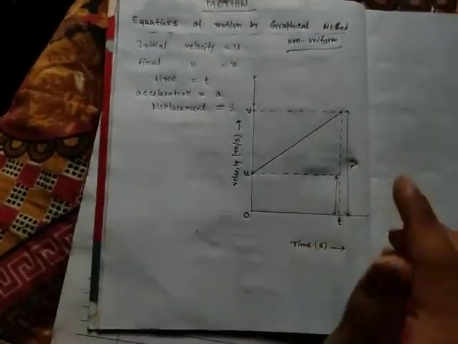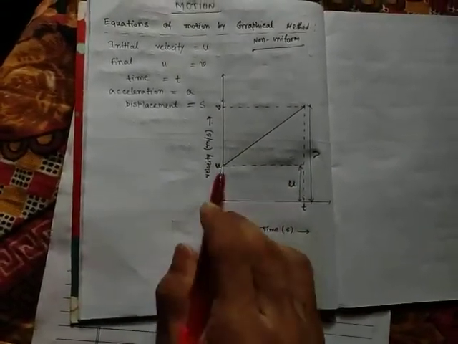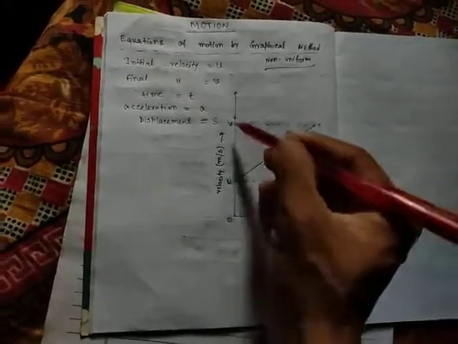Acha, what will this value be? Can anybody tell me what this value will be? This much. This one is this much. This must be u, the initial velocity. Parallel lines. This and this are parallel, so this value and this value will be the same. Since this is v, this will also be v.